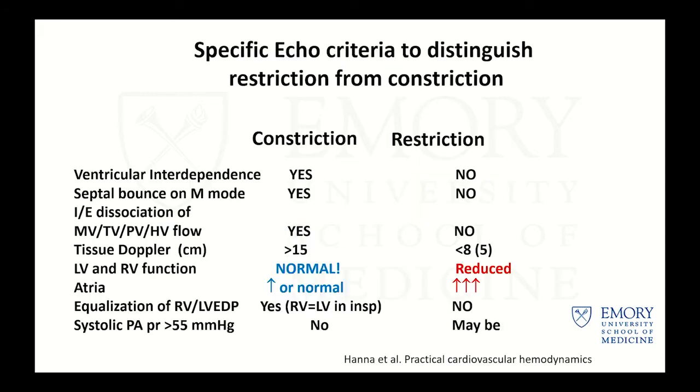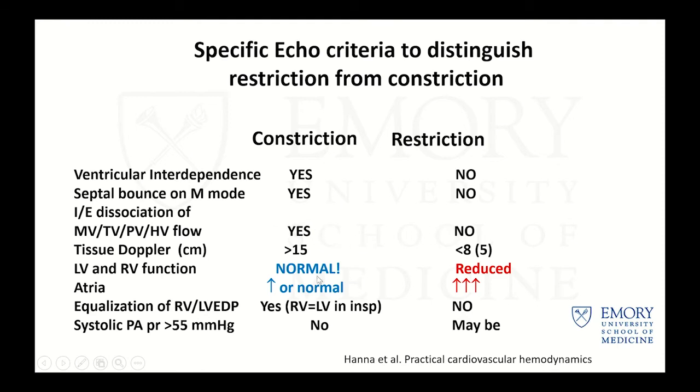Now this slide shows you differences between constriction and restriction. There's a lot of differences by echo and by hemodynamics, but some of this are similar as well. So you can have some ventricular interdependence in restriction as well, but usually not. So mostly there's clear interdependence in constriction. There's clear septal shift with inspiration in constriction. If you look at the flows through the mitral, tricuspid, pulmonary, and hepatic flow, they are different in respiration with constriction and not in restriction.